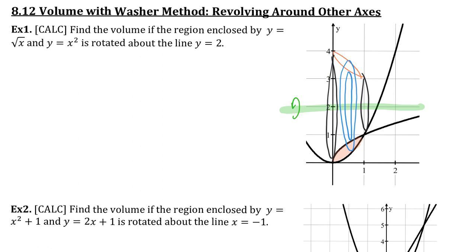Since we're going along not the x-axis but something parallel to the x-axis, let's do this in terms of x. In the x direction, x is 0 to x is 1. These are circles, so I'm going to do pi times the bigger radius squared. The bigger radius comes from the y equals 2 line to the farther away function, which is x squared.